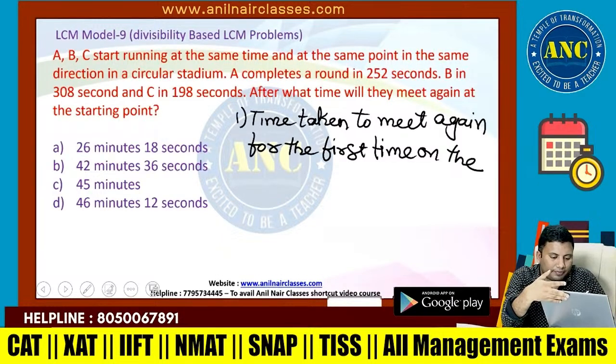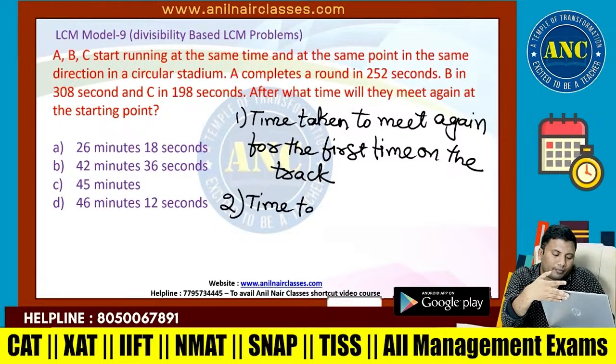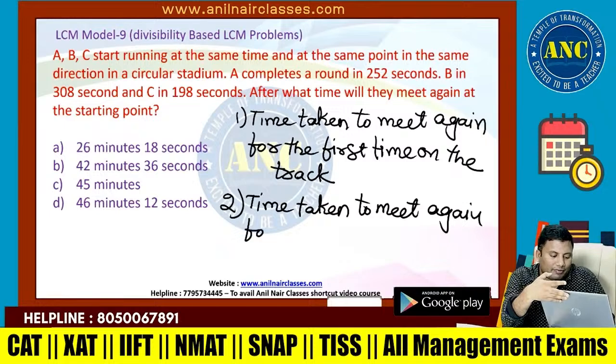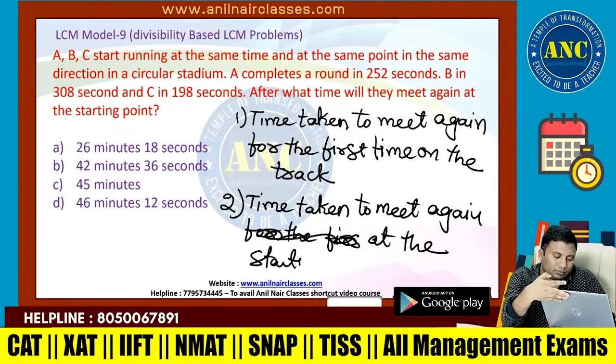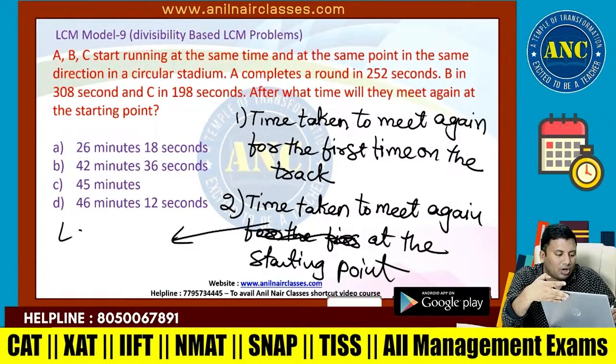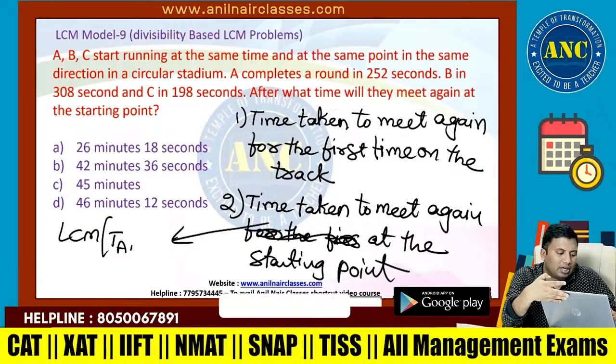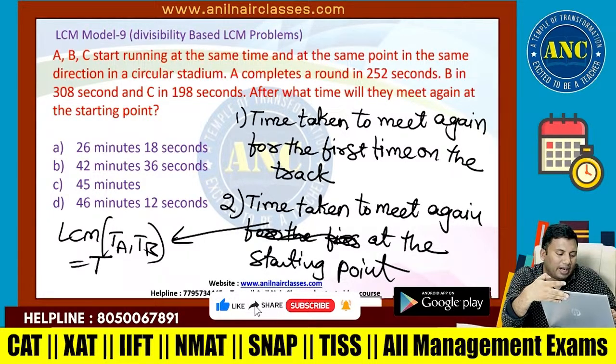Another question is time taken to meet again for the first time at the starting point. At the starting point, the time taken is always the LCM of TA, TB.